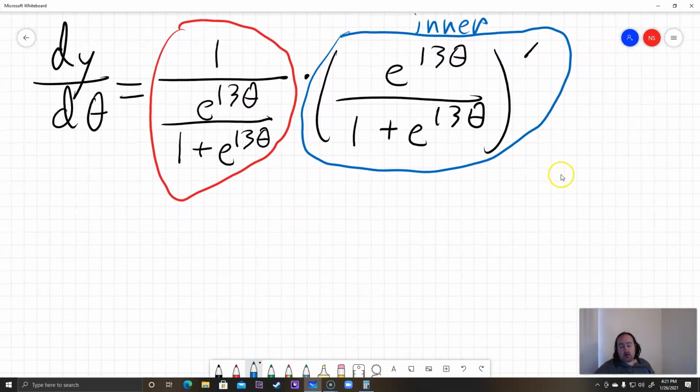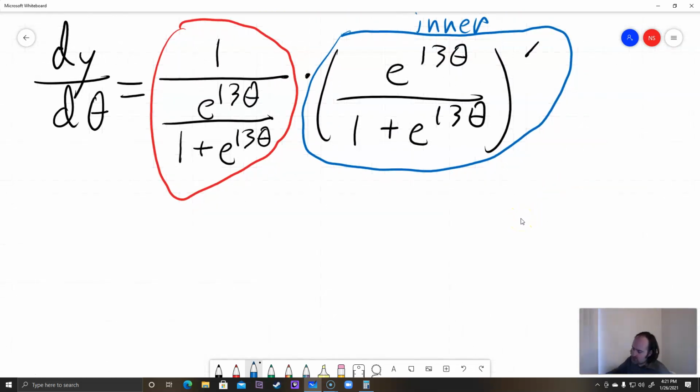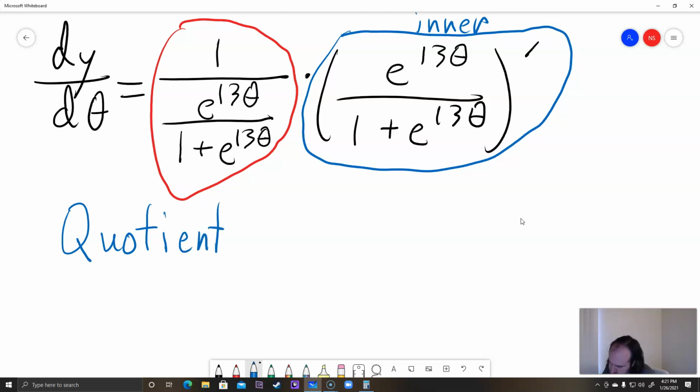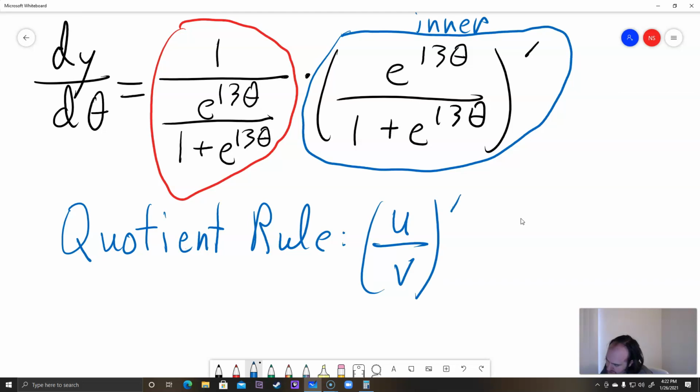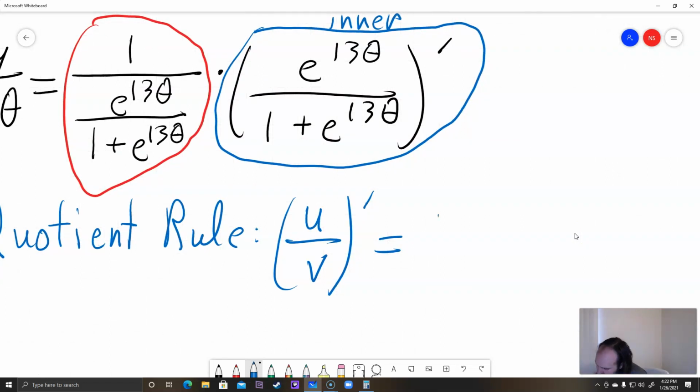Okay, and I myself always forget the quotient rule. But we're going to go ahead and do that in blue here. So quotient rule. You use that whenever you're taking the derivative of a fraction and you have a variable on the top and the bottom. The quotient rule says that u over v, quantity prime, is equal to vu prime minus uv prime all over v squared.